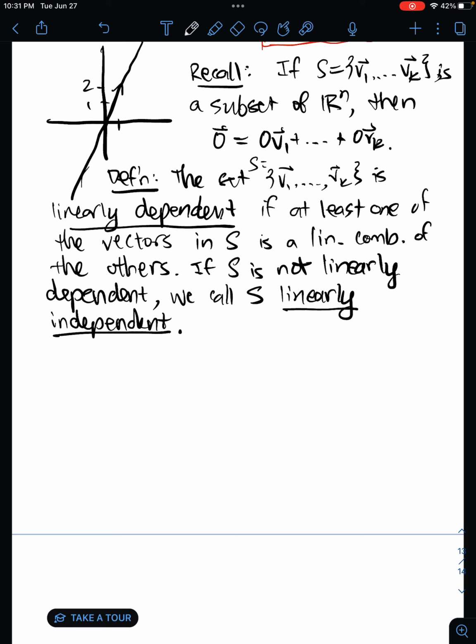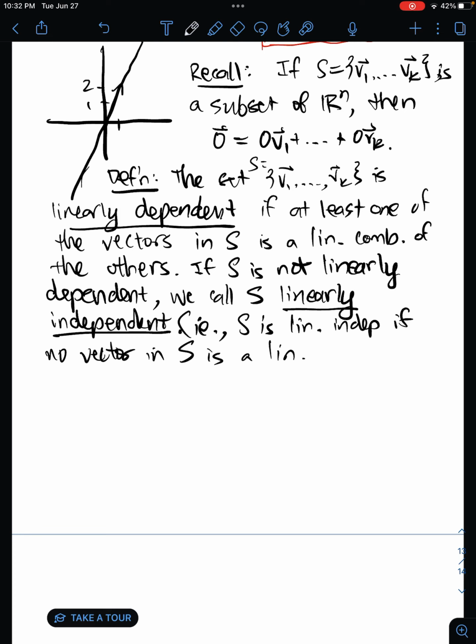So linearly independent means, if linearly dependent means at least one of the vectors is a linear combination of the others, what would not that mean? It's linearly independent if none of the vectors in S is a linear combination of the others. If no vector in S is a linear combination of the others.